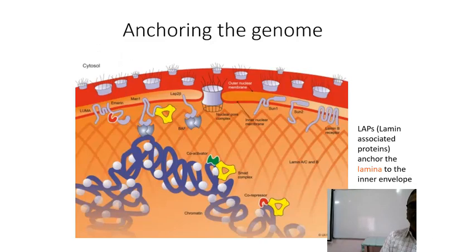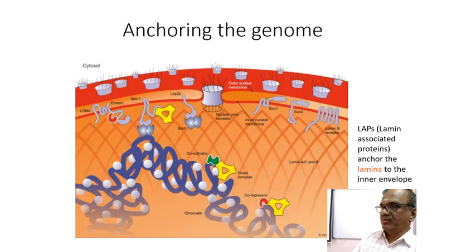So how is the genome anchored in the nucleus? The various organelles are anchored in the cytoplasm. Inside the nucleus, how are the chromatin threads, or the genome, anchored? Lamin associated proteins, you can see that in the inner layer. These are all lamin associated proteins, and this is how they hold the hereditary material.